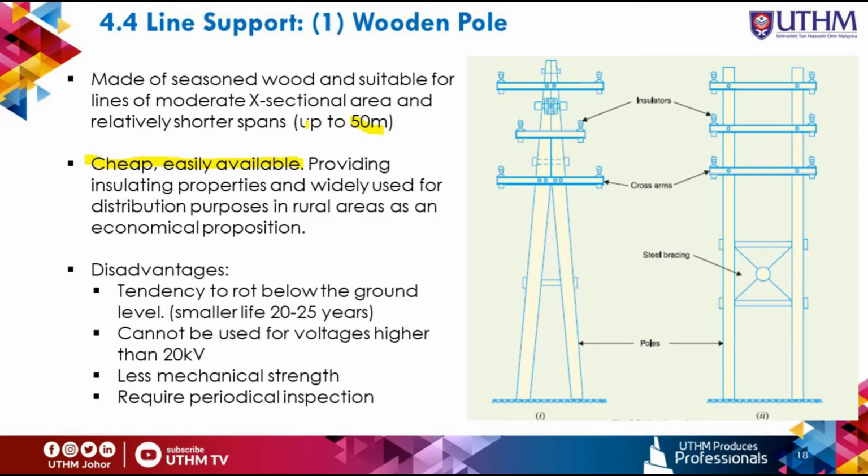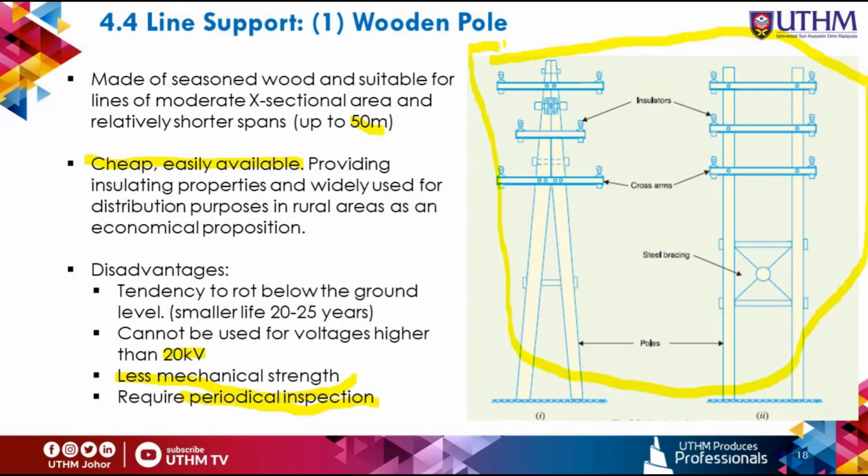However, these wooden poles have some disadvantages. They have a tendency to rot below the ground level, and they have a smaller lifespan, around 20 to 25 years. These wooden supports also cannot be used for voltages higher than 20 kilovolts. They have less mechanical strength and require periodical inspection. This is the diagram of an example of the wooden poles.